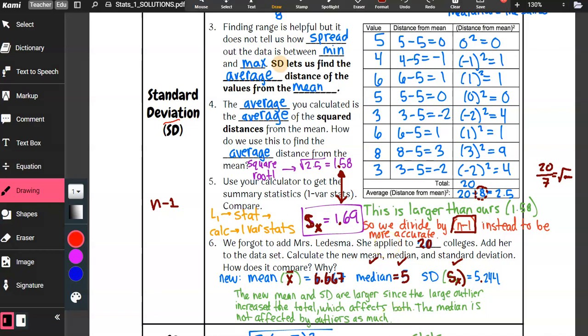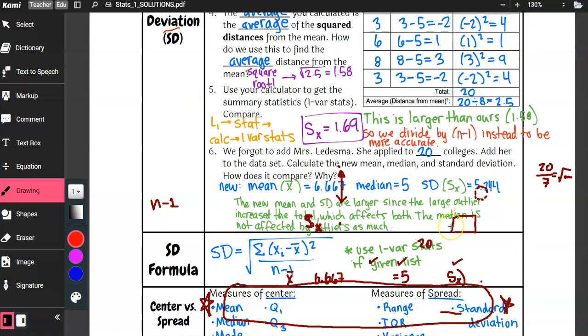So a big takeaway for this lesson is this box right here. This is what you want to take away from this lesson. Introducing a new value like 20, the new mean and the standard deviation are larger since the larger outlier increased the total, which affected both. The median is not affected by the outliers. This is a big idea for this lesson.